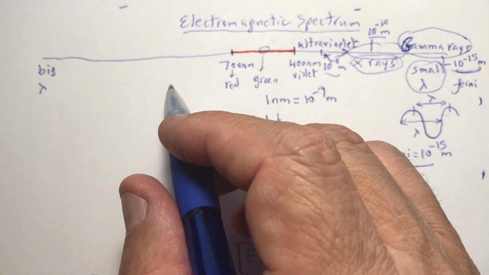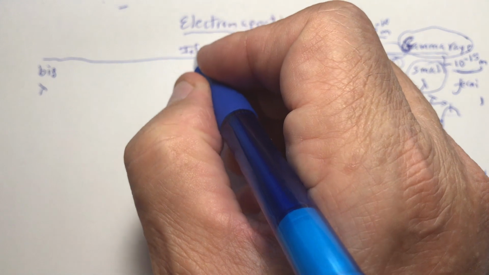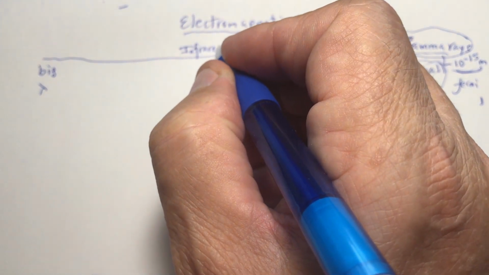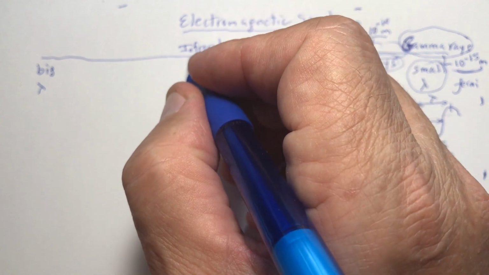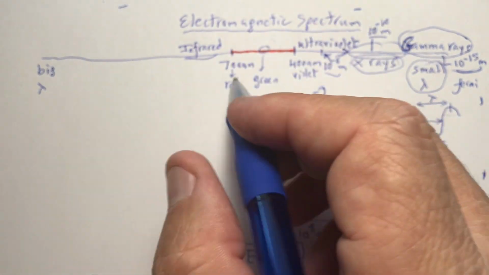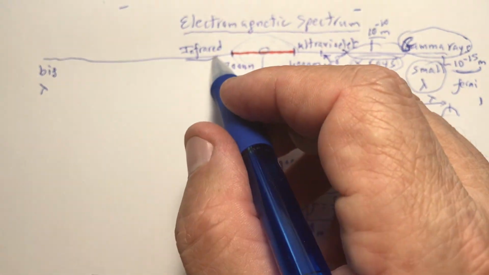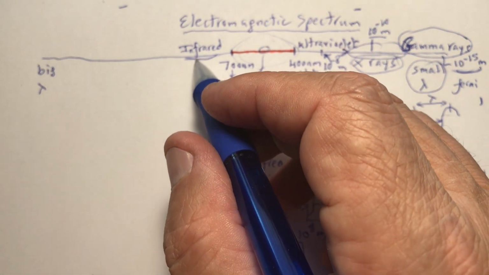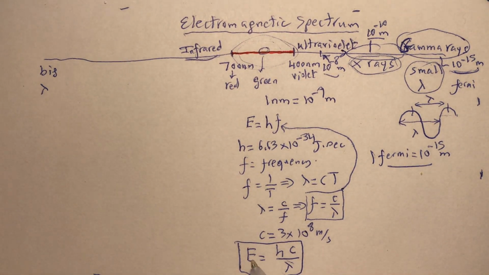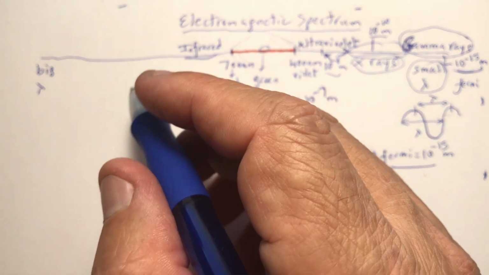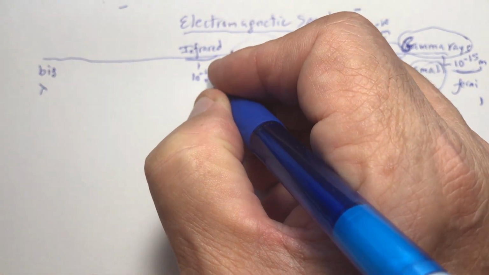If we go to the left side, here we have the infrared. So now we're going in the direction where the wavelength is getting bigger. Infrared doesn't have as much energy as the high energy part of the spectrum. These are bigger wavelengths, so the energy is going to be small. Look, if the wavelength is big, the energy is small. The average, I would say, is 10 to minus 4 meters.